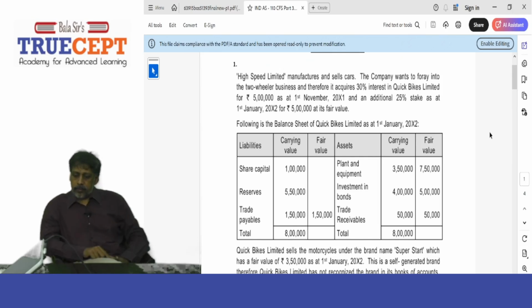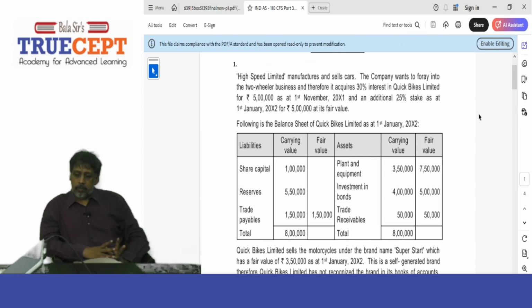Next. Investment in bonds, carrying value 4 lakh, fair value 5 lakh. Again, rupees 1 lakh increase in the fair value of bonds. Next. Trade receivables, carrying value 50,000 and fair value 50,000. No change. That's all for assets. Total then is 8 lakh on the carrying side.